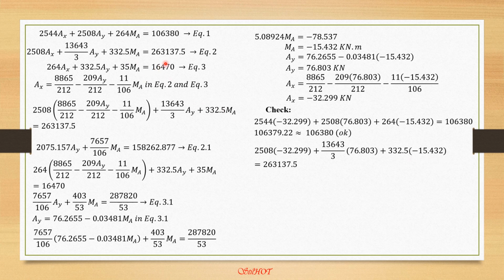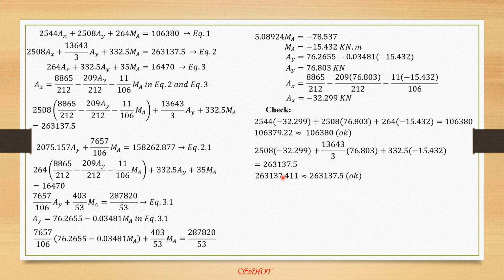Then let's check if it is equal to or approximately equal to 263,137.5. So using your calculator, evaluate the left side of the equation. The left side of the equation is 263,137.411, which is approximately equal to 263,137.5. Of course, that difference is very, very small.